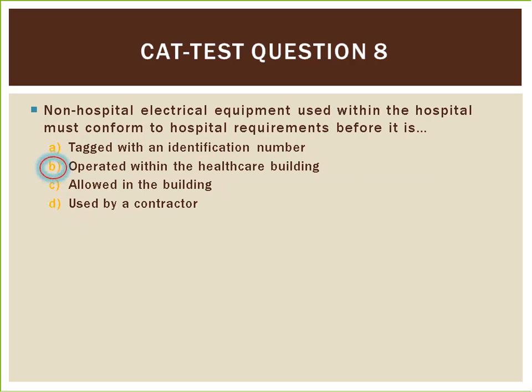B is the best answer here because it simply needs to meet all hospital requirements before being operated within the healthcare building. A is incorrect because ID numbers are not always applicable. C is incorrect because non-hospital electrical equipment may be inspected someplace inside the building. D is incorrect because the equipment inspection should be dictated by when the equipment is operated, not by who is operating it.